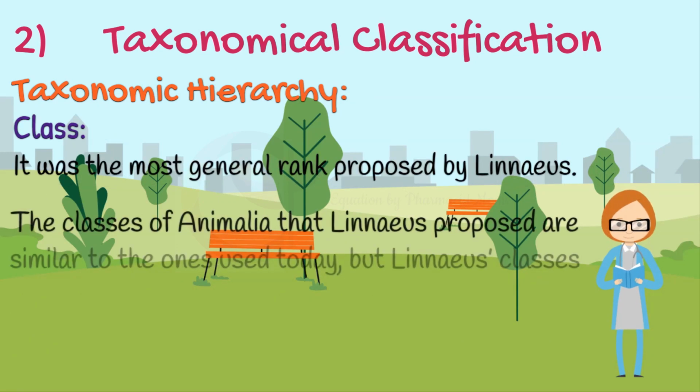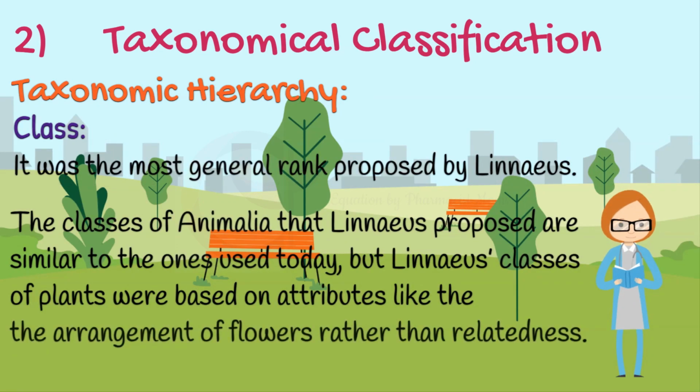Class was the most general rank proposed by Linnaeus. Phyla were not introduced until the 19th century. The classes of Animalia that Linnaeus proposed are similar to the ones used today, but Linnaeus' classes of plants were based on attributes, like the arrangement of flowers, rather than relatedness.